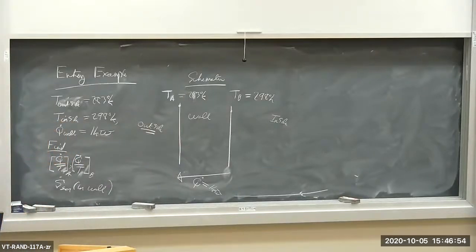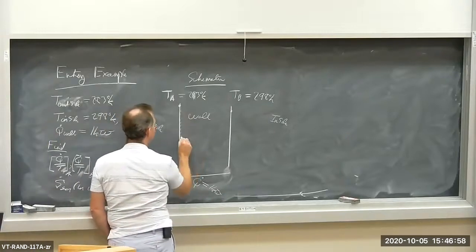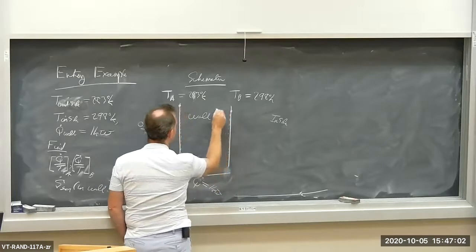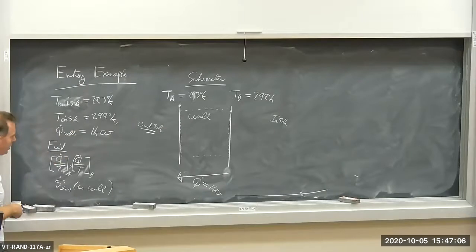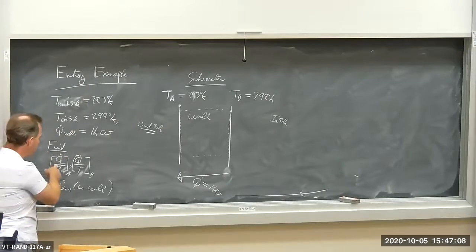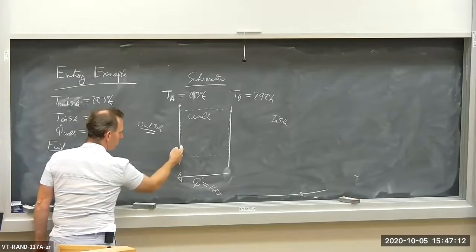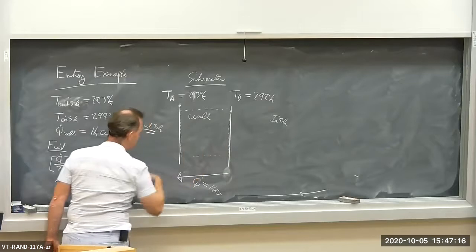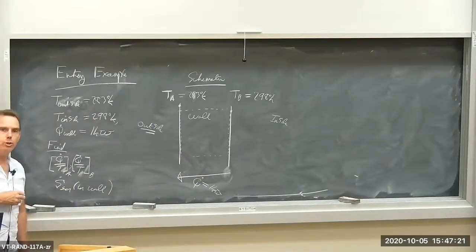Now, what are we going to do here? We're going to take our wall as our control volume, our system. Our system is the wall. And we're going to calculate the quantity Q dot over T at the outside surface, Q dot over T at the inside surface, and then we're going to calculate the entropy generation due to irreversibilities inside the wall.